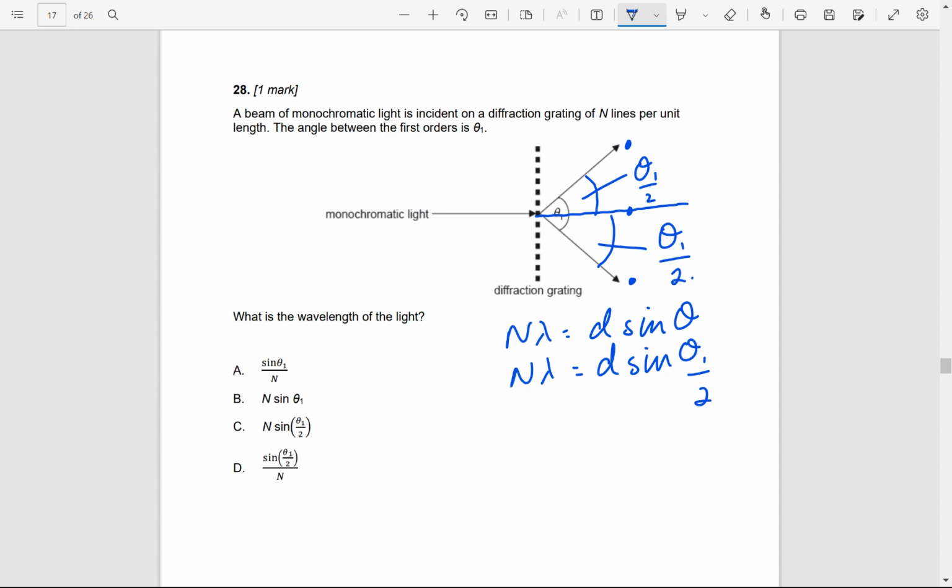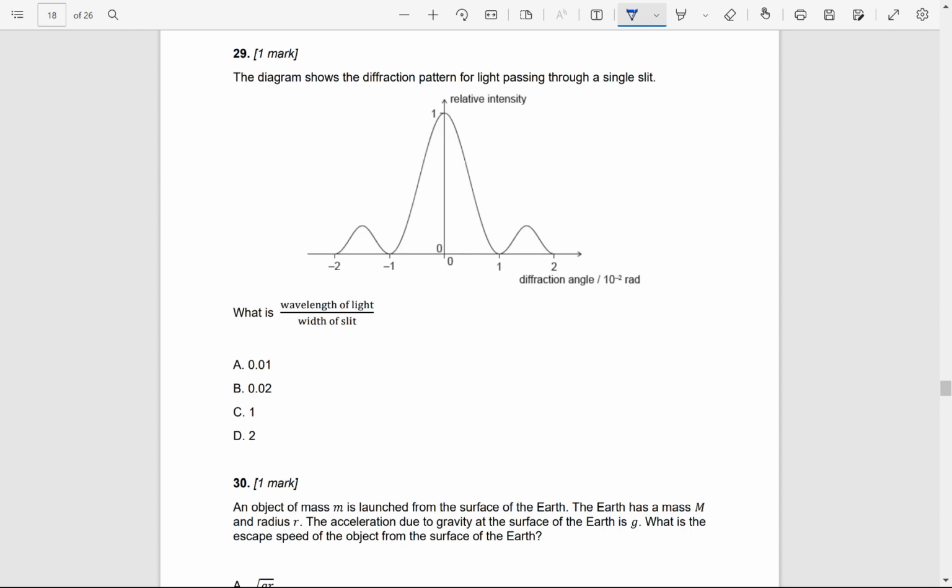Right, there we go. Happier now. So we're going to try one more time: d sine θ1 over 2, all divided by n. So θ1 divided by 2, divided by n. Right, D. Okay, better.